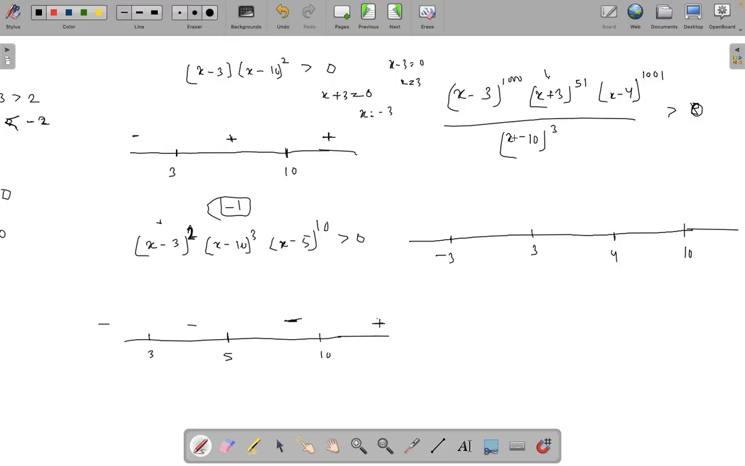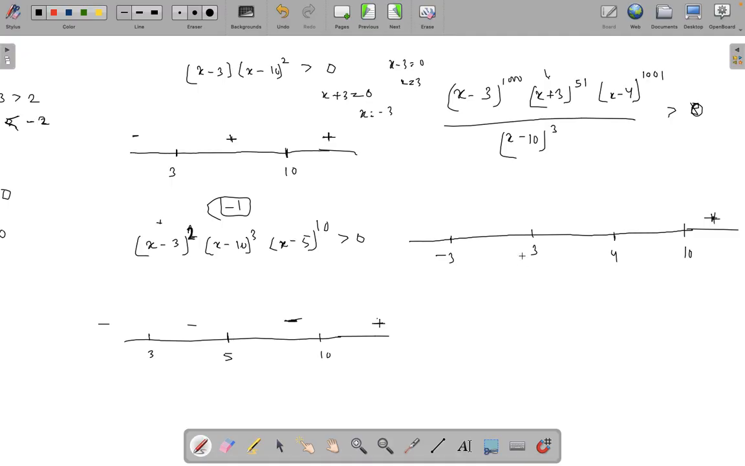Now we start from the very right hand side. In the division, the sign doesn't matter. I mean, division or multiplication does not matter. So if we take x minus 10 raised to 3 first, if x is more than 10, it will be positive. Everything will be positive because this is the largest value. If x exceeds this, x will exceed everyone. So this will be positive.